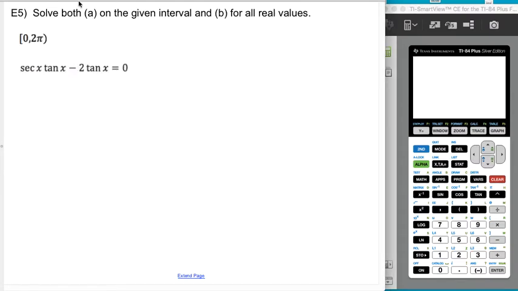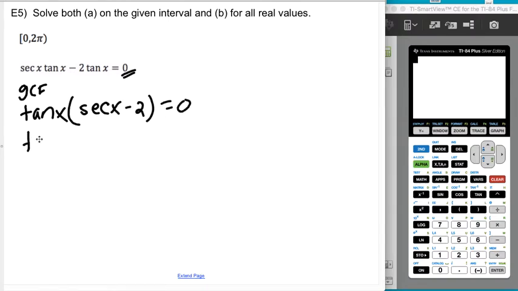All right, so first thing I should do is see if there's a GCF, and sure enough, there is. Now, remember, one side has to be 0 in order to factor, but obviously one side is already 0, so yay. So the GCF here is tangent x, and what's left when I factor it out is secant x minus 2. So either the tangent of x is 0, or secant x minus 2 is 0.